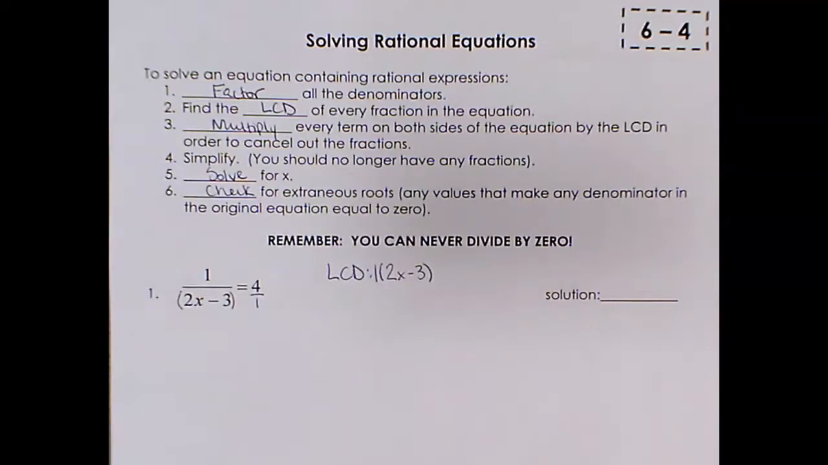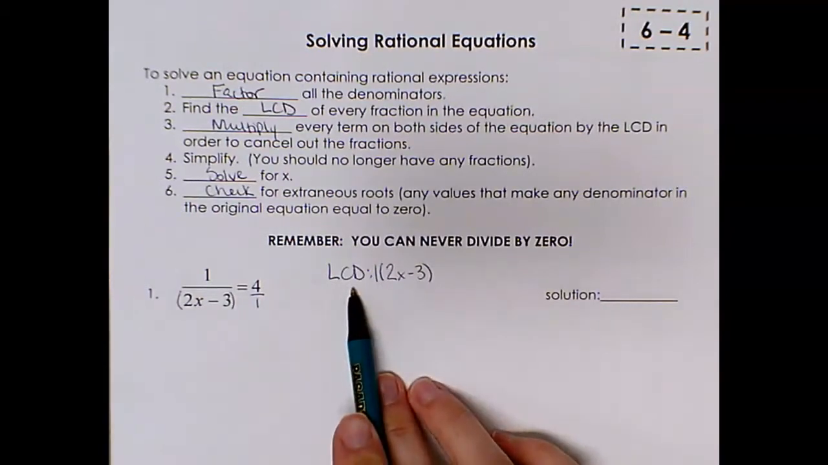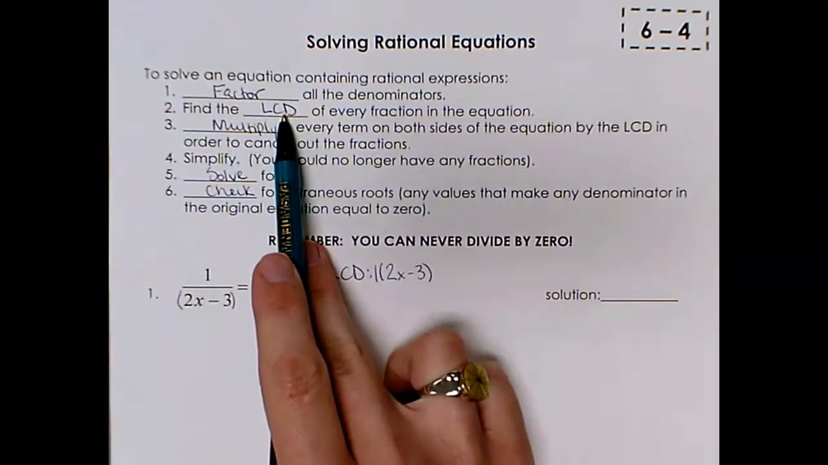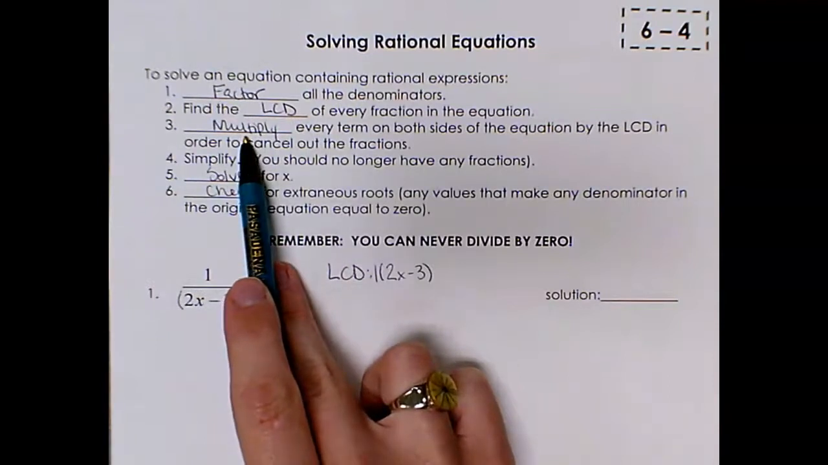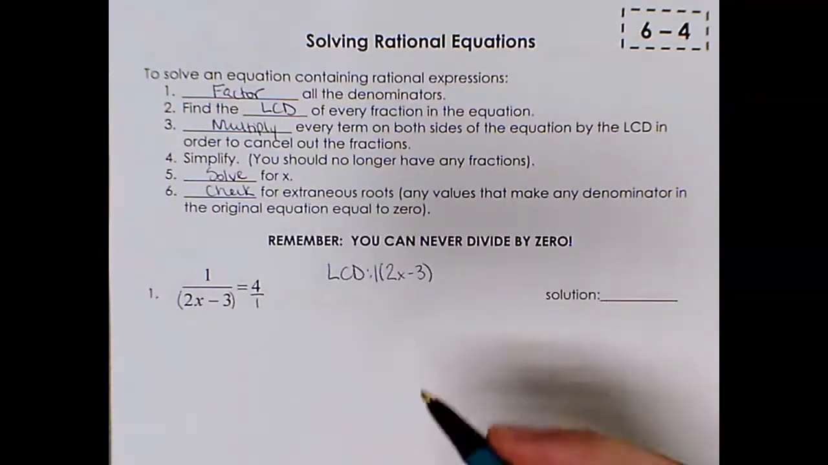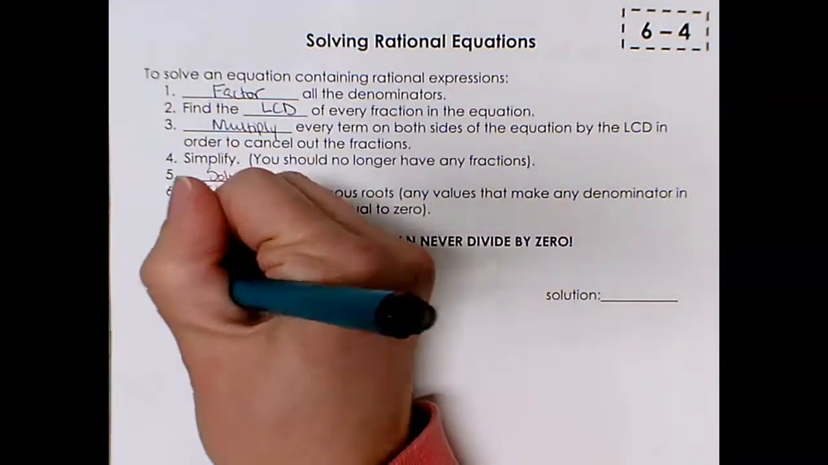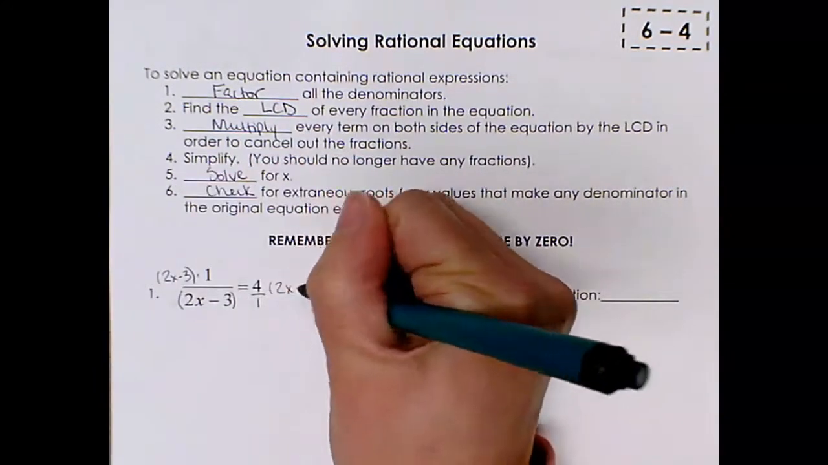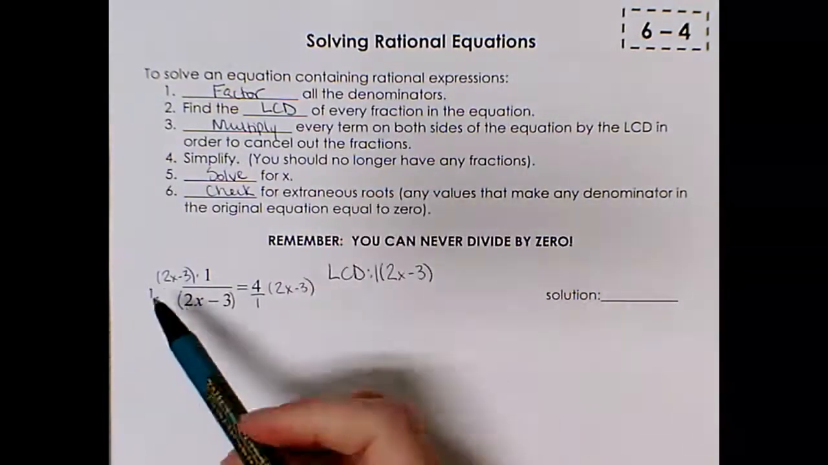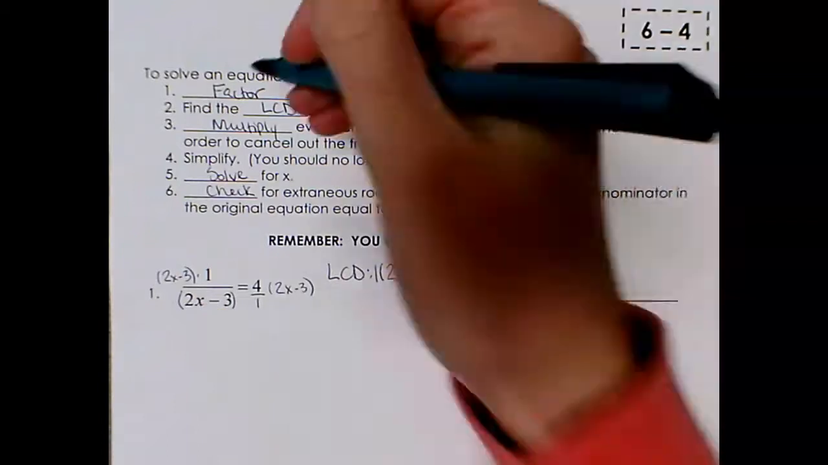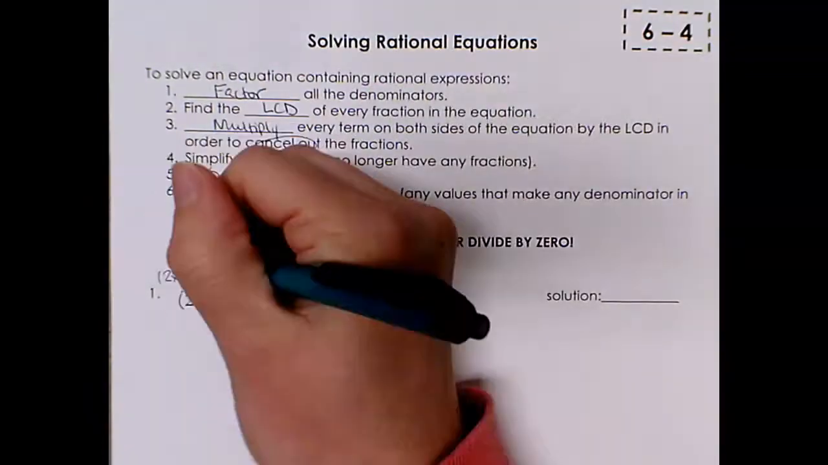So let's look at number 1. We already found the least common denominator, which is 2x minus 3. So I didn't have to factor. I found the least common denominator. I want to multiply every term on both sides by 2x minus 3. That way I can simplify and start solving for x. So I'm going to multiply both sides by 2x minus 3. If I have 2x minus 3 on top and 2x minus 3 on bottom, this is where the magic happens, and I can cancel out my fractions.